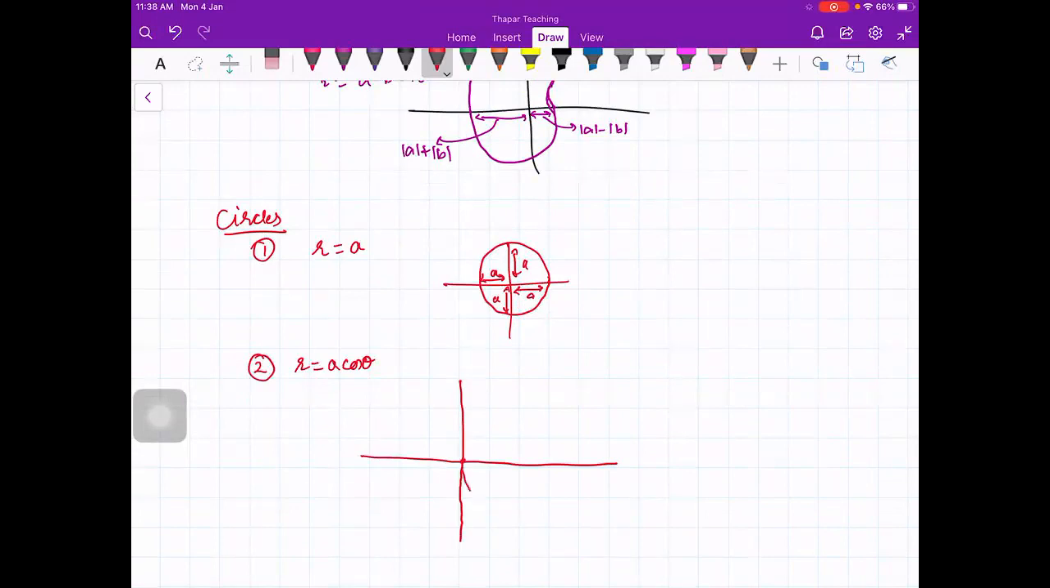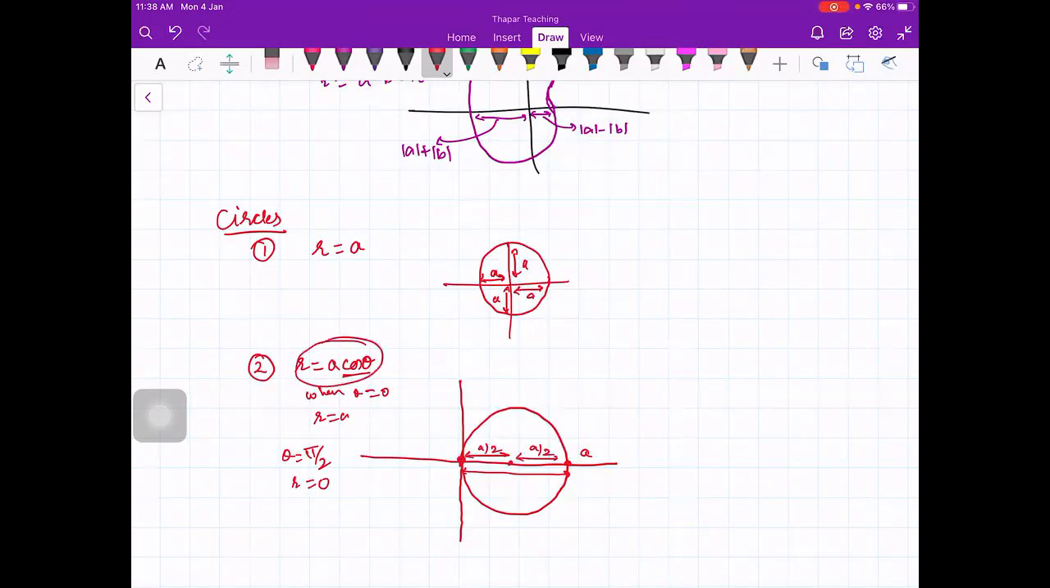If you plot it, you will get something like this. This is your origin. This is a circle on the positive x-axis, right? When theta is 0, you'll get r is equal to a. So this whole thing is a, right? And when theta is pi by 2, r will be 0. So you have to come here. And this will be a by 2, a by 2. So this is a circle with radius a by 2. Is that okay?